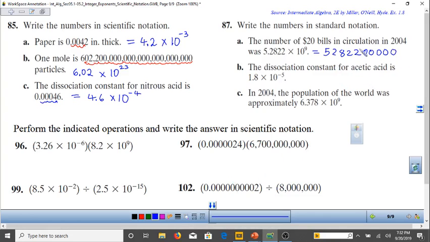And that's my answer, and I can put my commas after each block of 3 numbers. So there we have it, 5,282,200,000. In this case, we're moving 5 units to the left.